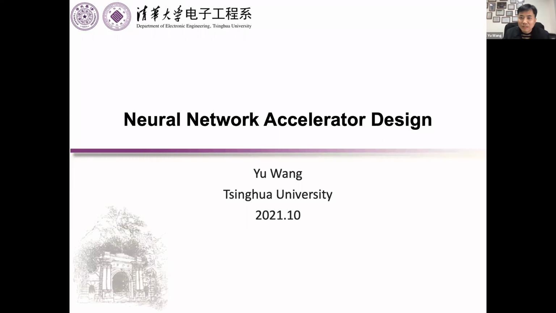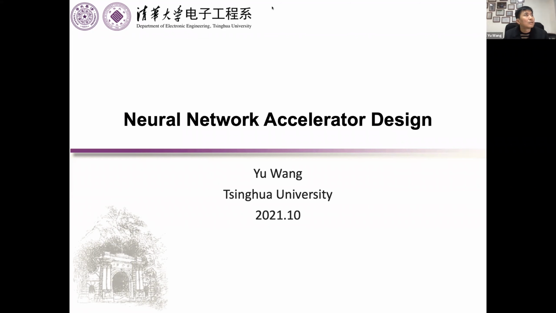Tsinghua University. And it is really my pleasure to give this neural network accelerator design today at ESWEEK education part.